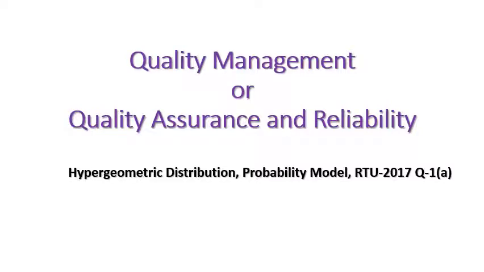Hello everyone. In today's class we will discuss one of the topics from the subject Quality Management or Quality Assurance and Reliability, and the topic is from the probability models, or from the first unit, and this is the topic name: hypergeometric distribution. So in today's class we will discuss one of the questions from the RTU 2017 paper. This question is from hypergeometric distribution and this is a numerical type question.